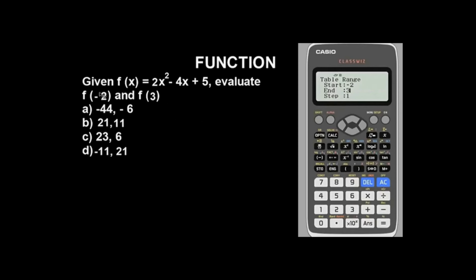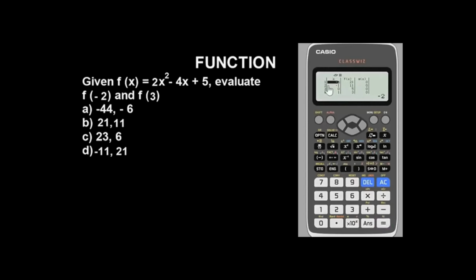Even if the function were different, let's say it starts from 1 and ends at 6, you would enter it in that order. But since we have -2 and 3, the table range has to start from -2 and end at 3. Once you have done it, you press equal to, then step 1, press equal to, and okay, step 1, you can say that's correct, just press equal to.